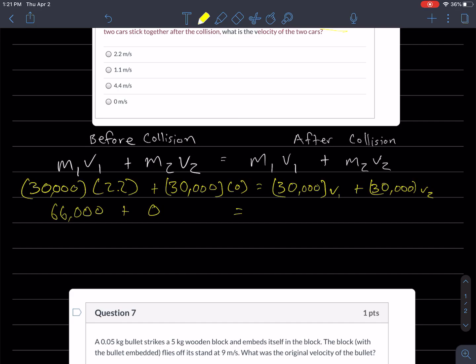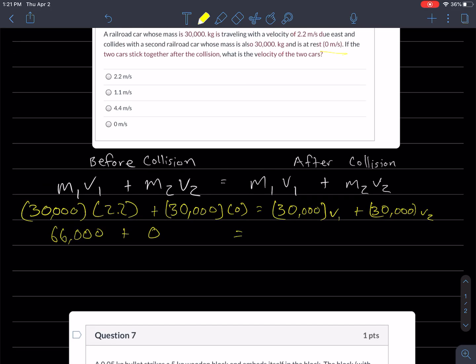Now, a key thing that we find out in this problem is that the two cars stick together. So this is a key piece of information. Instead of having two separate objects, we just have one object, and they're going to move with one velocity if they're sticking together. This allows us to combine these two masses, since instead of two separate cars, they just get lumped up into one. So 30,000 plus 30,000 is 60,000. And then since they're combined, they're going to be moving with the same velocity. So instead of V1 and V2, we just get V.